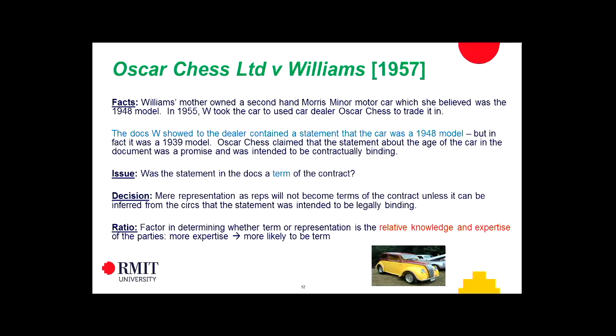Now let's think about someone selling a business. And they give representations about what that business does or can get. Should be a good hint. Are they more likely to have expertise on what that business is about? And what does that mean for representation versus terms? Oscar Chess, know the case. Use it. Use it wisely.